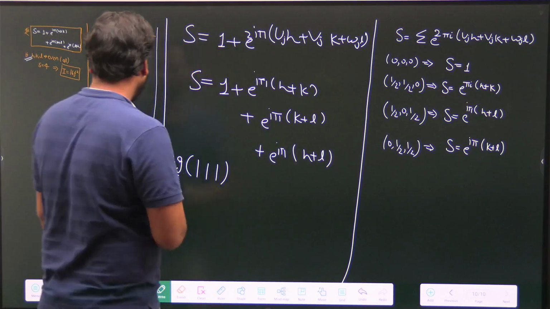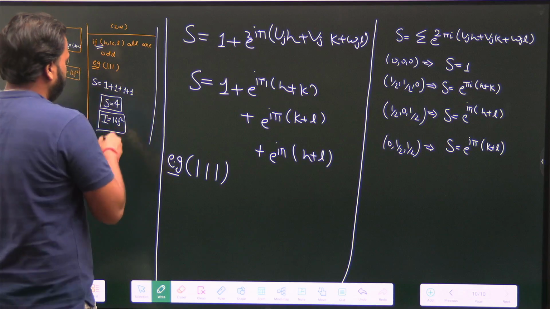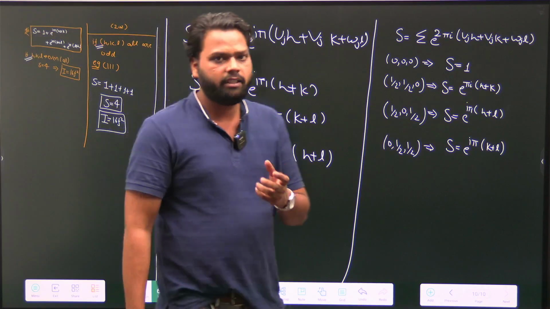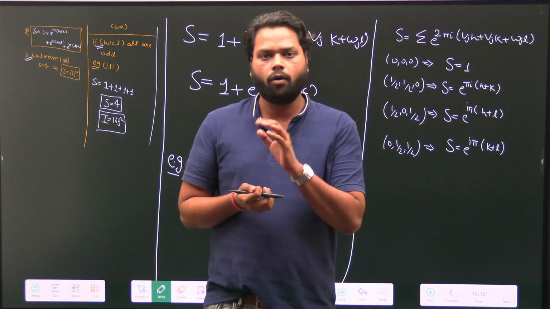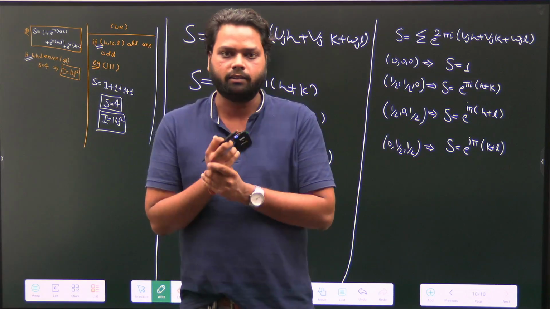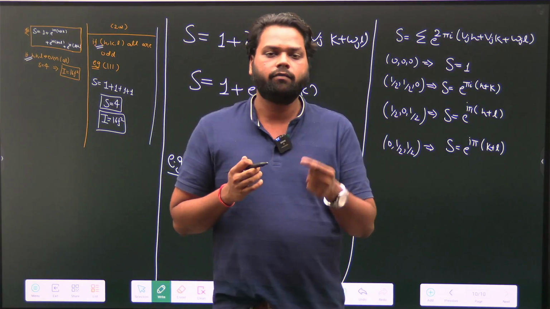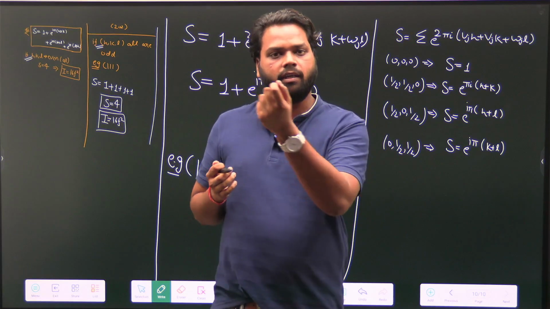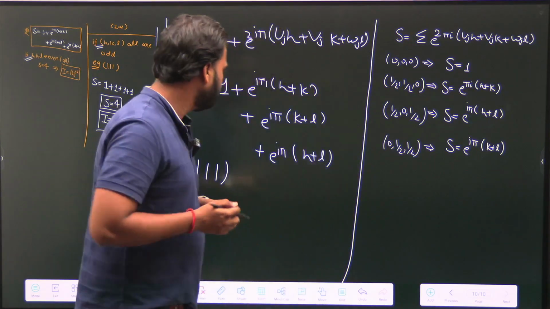Okay, hence the value of intensity will be 16 f square when we take the odd values. Now I was saying take the values of mixed integers. Mixed integers means take some values as even, some values as odd. Let's see what happens.